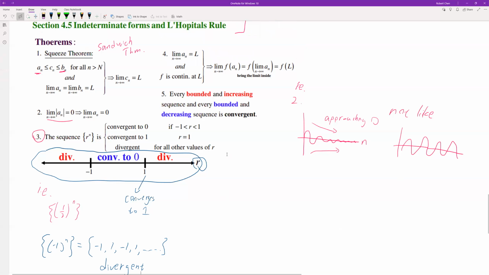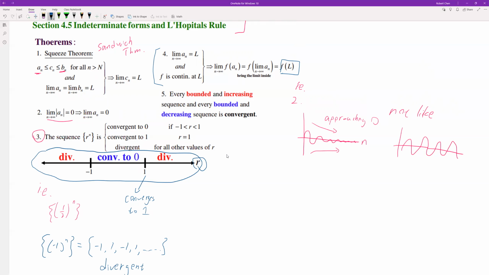Okay. And the fourth one, we have: if the limit of the sequence approaches L and the function or the formula for the sequence is continuous at L, then we can say that the limit of f of a_n is equal to f of L. Now we'll actually look at this in detail a little later.